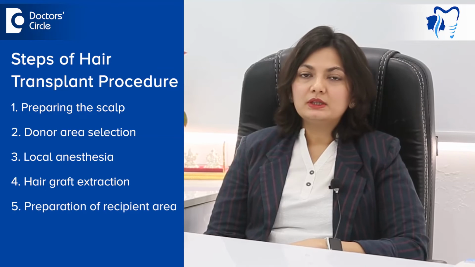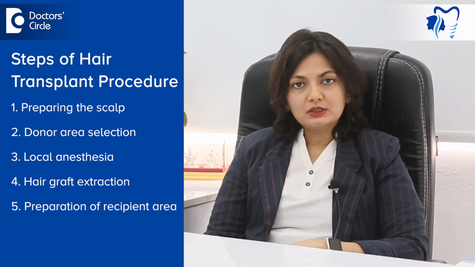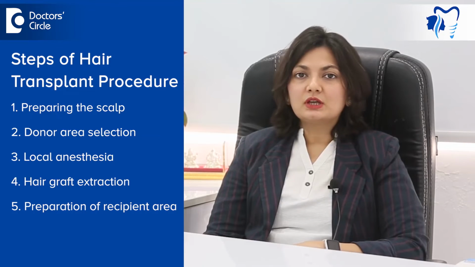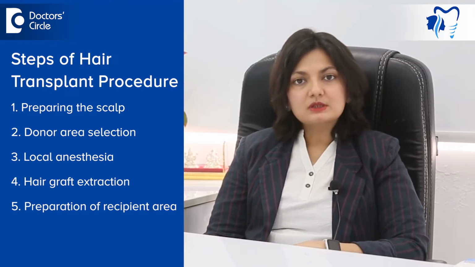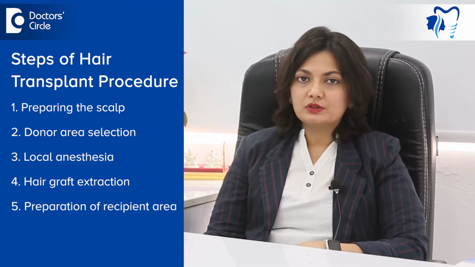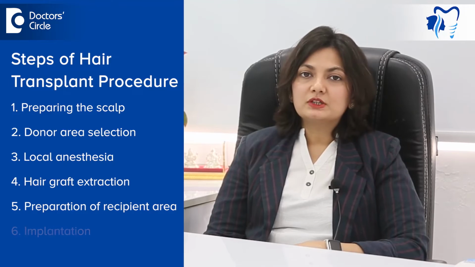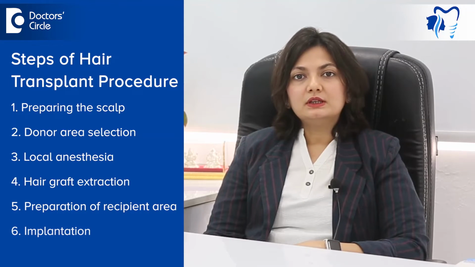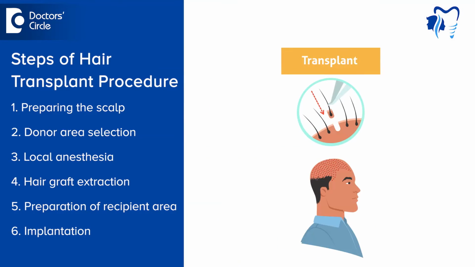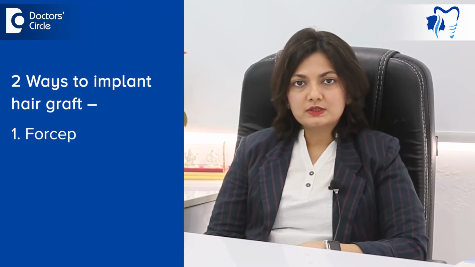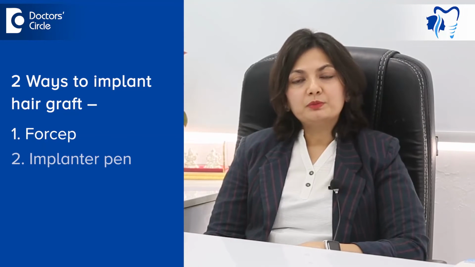Next, the recipient area is prepared. After giving local anesthesia, slitting is done, which is basically making space for the hair grafts to be planted. The direction and the position of the slitting is important so as to give a natural appearance for the grafted hair, as well as to make them as dense as possible. Implantation, where individually these grafts are taken and implanted into these areas. There are two ways to implant a hair graft. It can be done with the help of forceps or it can be done with the help of implanter pens.